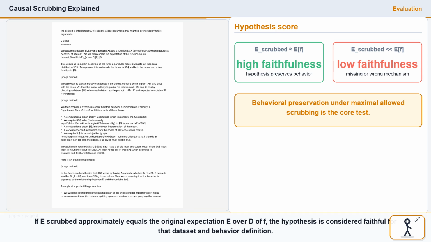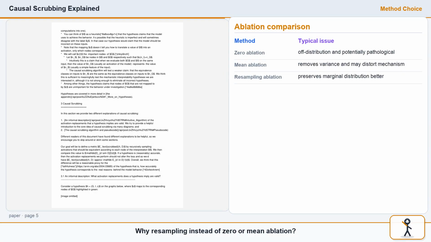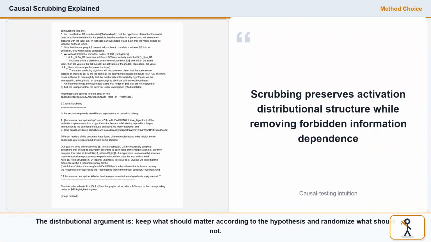Why resampling instead of zero or mean ablation? Because the intended claim is usually information irrelevance, not distribution destruction. Resampling keeps module activations on distribution while breaking input-specific information channels. The distributional argument is: keep what should matter according to the hypothesis and randomize what should not. This is analogous to conditional randomization in causal inference, where nuisance pathways are broken while preserving baseline statistics.